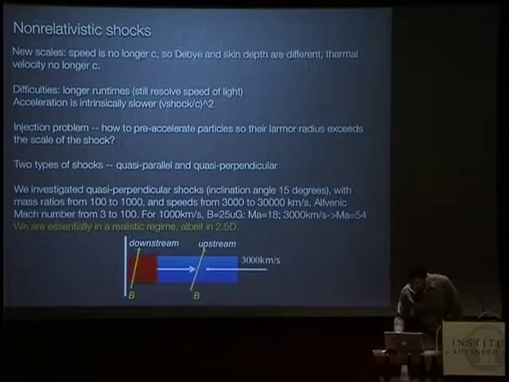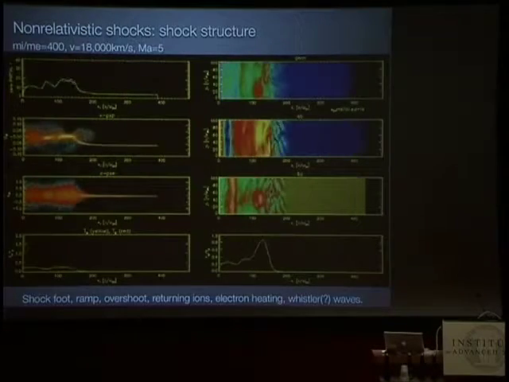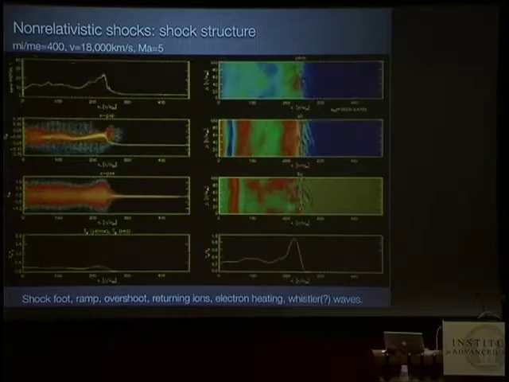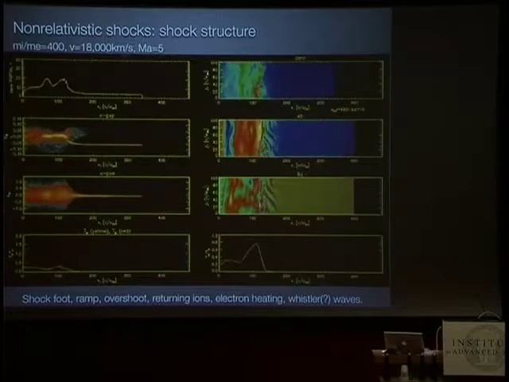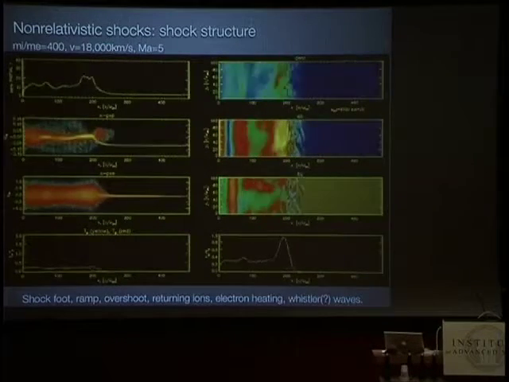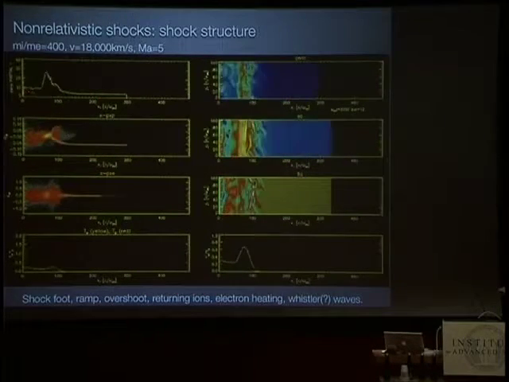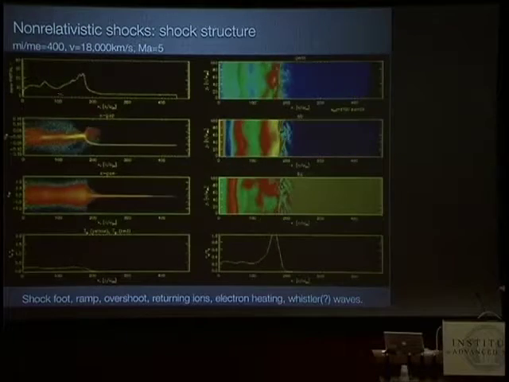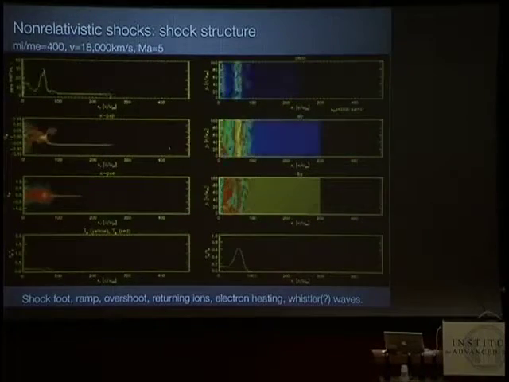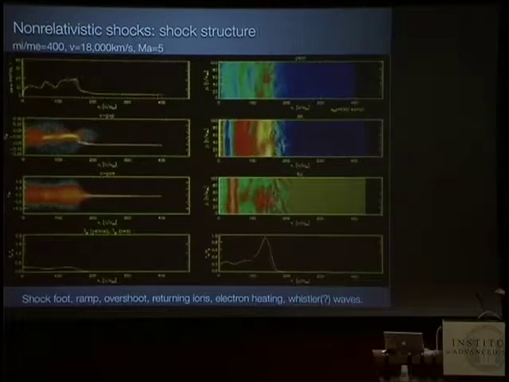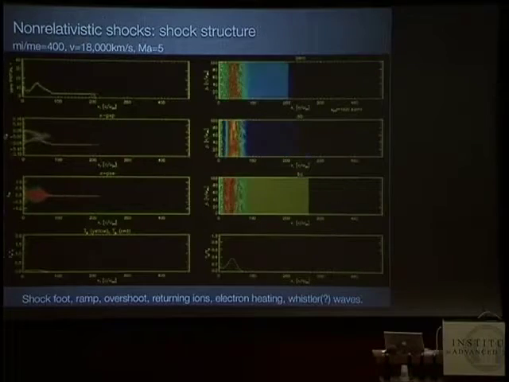And here is a typical example of a mass ratio of 400 Mach number 5 shock. So this is 18,000 kilometers per second. What's shown here is the density. This is the density through the domain, integrated through the box. This is a two-dimensional simulation. And this is the momentum space. So what you see here, this is the incoming protons. They're reflected at the shock, and then there are particles going back towards the upstream.